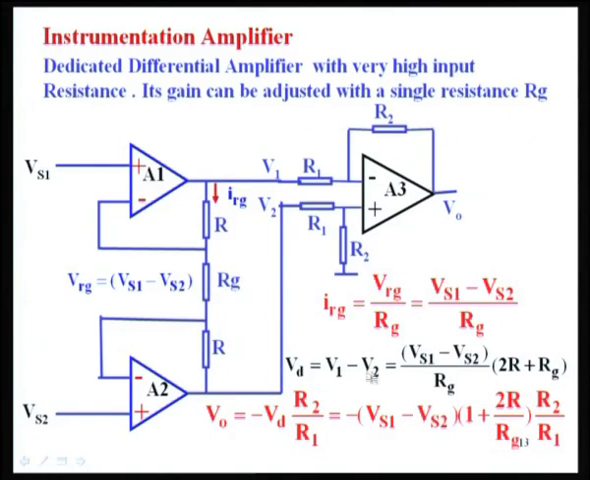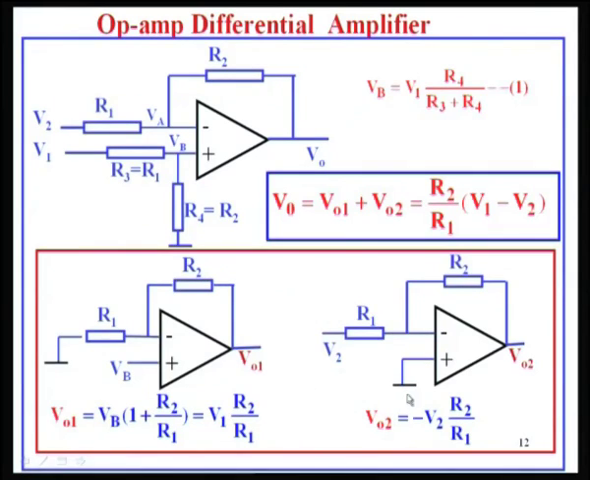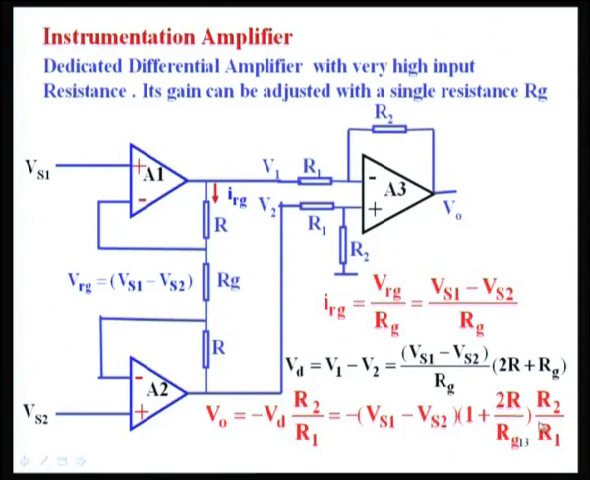okay, that is this quantity I just put again here into minus the difference voltage into R2 by R1. So, you can see the output voltage in this case, compared to the previous case where it was amplified only by R2 by R1 on the signal, now has an additional factor which comes up as 2R by Rg. So, I can choose this value of Rg so that I can increase the gain of this amplifier.